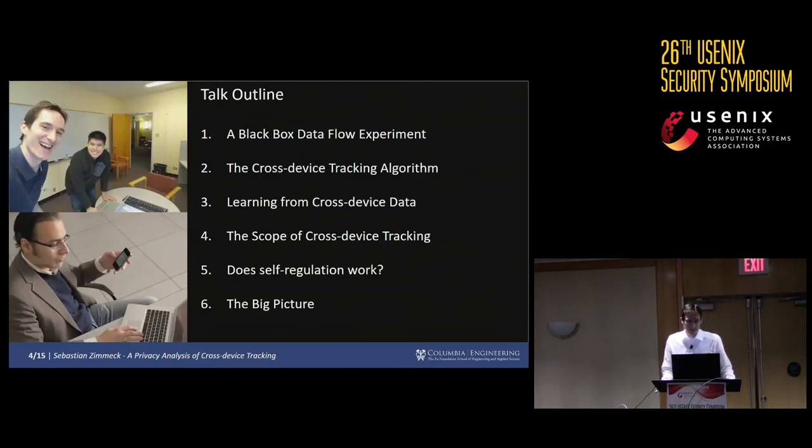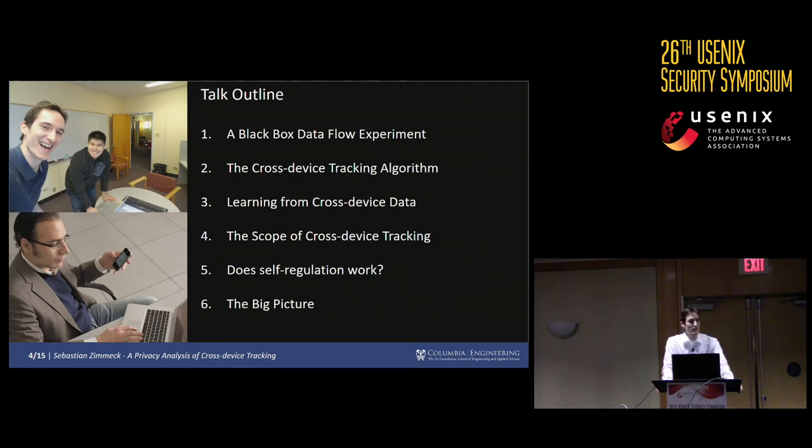What we are going to do in this talk is, first, I would like to describe a data flow experiment that can help to identify cross-device tracking. And then I want to describe the algorithm that we developed. And we analyzed this based on a data set that we collected from 126 users, mostly from Columbia University, mostly students. And 107 of them had histories for both desktop and mobile devices. And based on that, we developed an algorithm to see how well we could identify whether these devices belong to the same person.